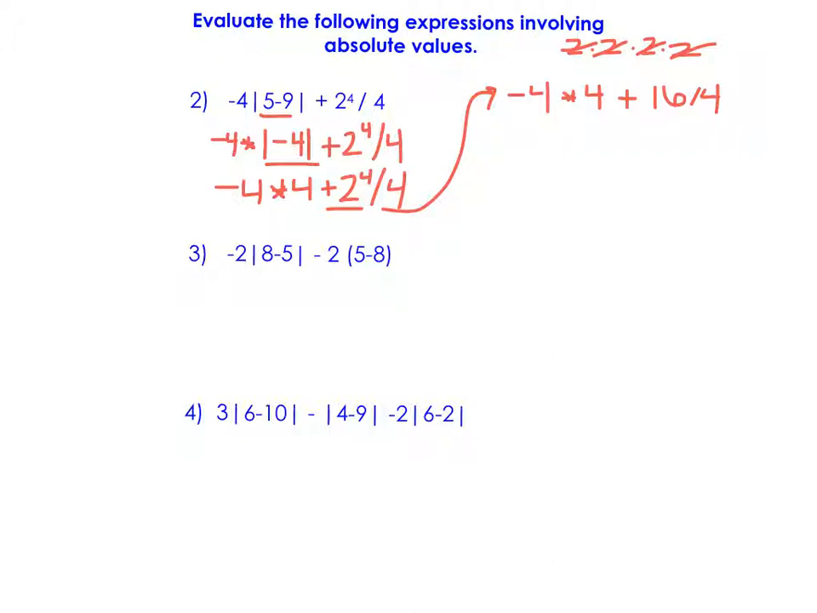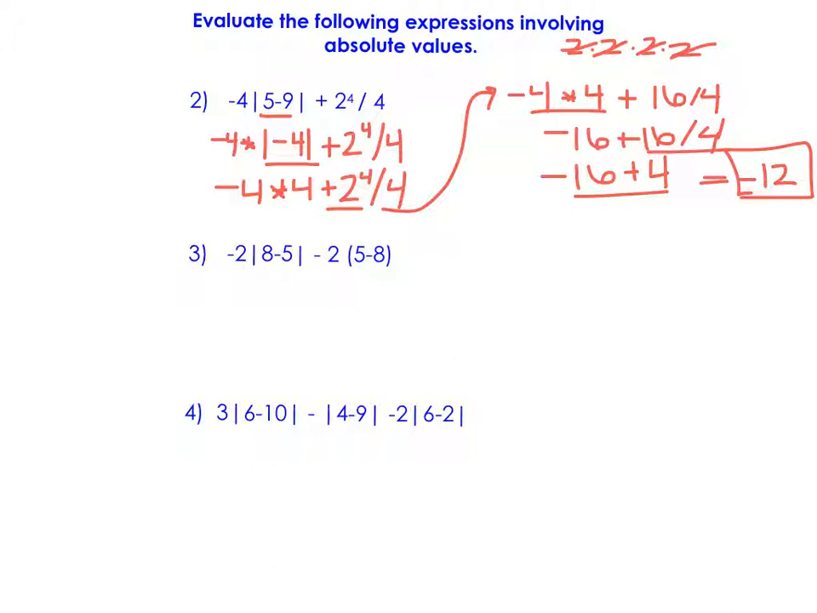Now that we've exhausted all of our exponents, we're going to go through and do multiplication and division from left to right. So negative 4 times 4 is negative 16. We're then going to perform the division and add them together to get a total of negative 12.